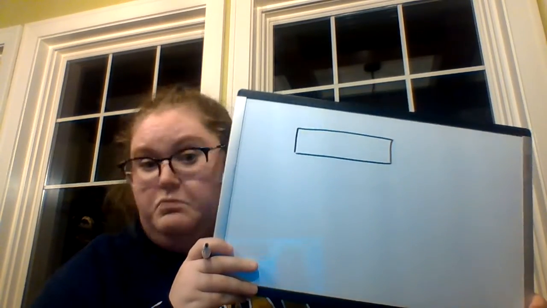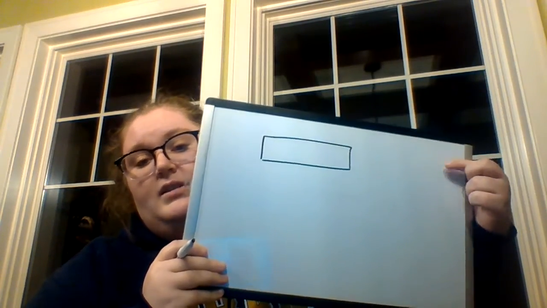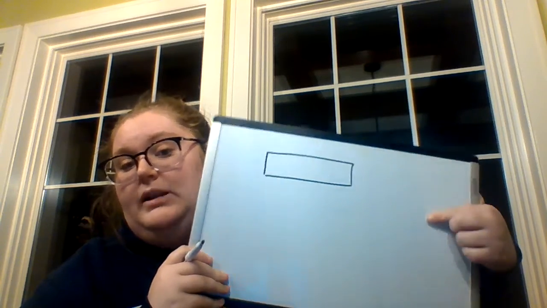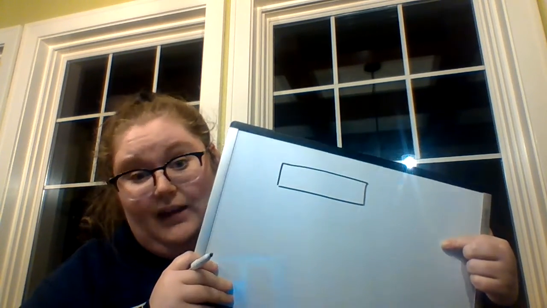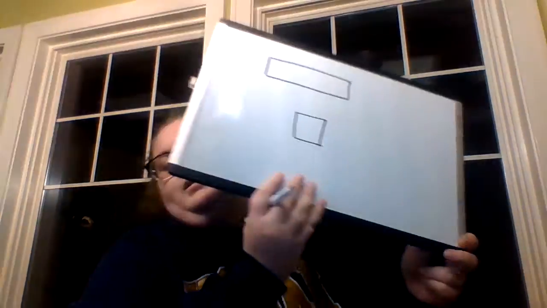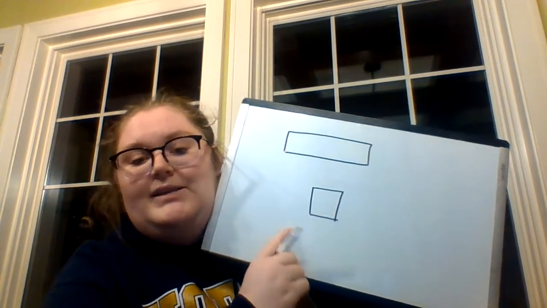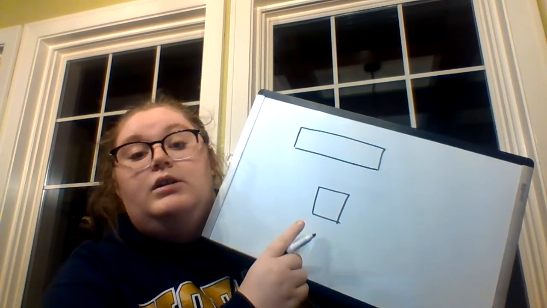So if I draw a rectangle, are these sides all equal length? No. My two widths are the same, but it's not the same with my length. But if I draw a square, all of my sides are always, that's not a really good square, but all of my sides are going to be the same length, same width. It's always going to be the same. Okay?